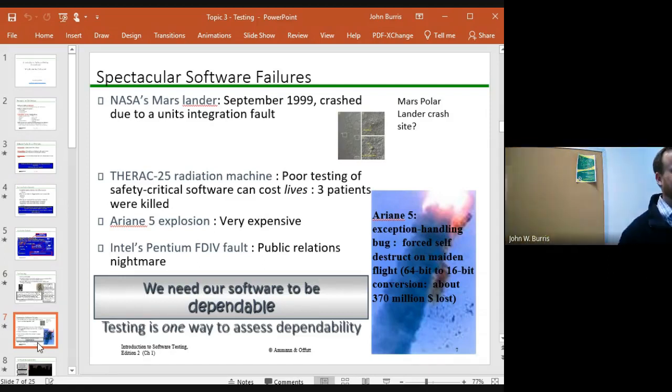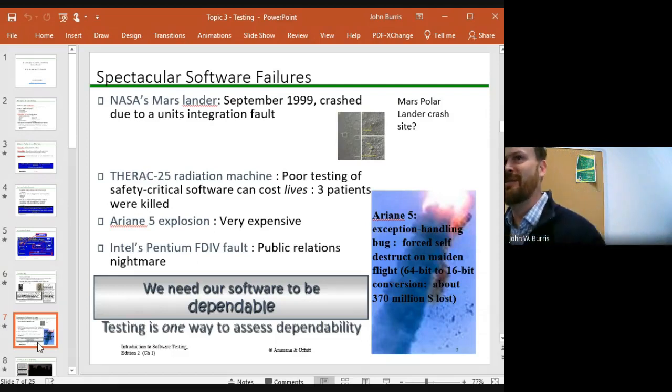Now, to go from one of my lighter side ones to this next one is this one that really drives it home to me. The Therac-25 is a radiation machine.